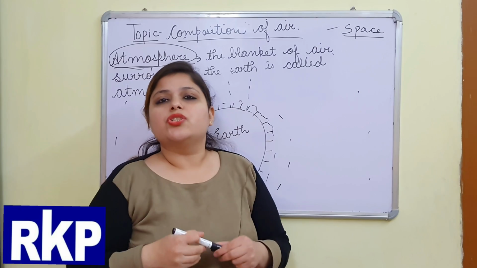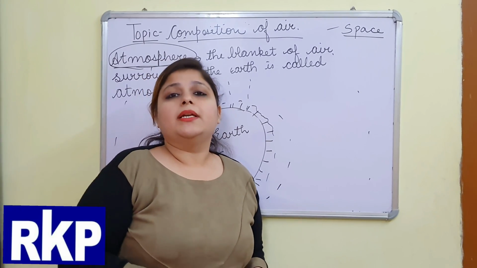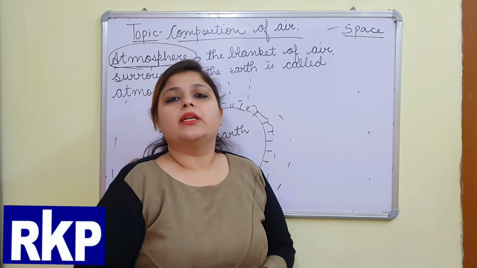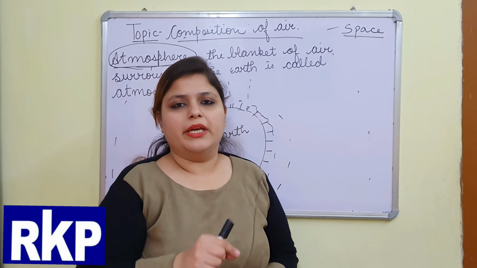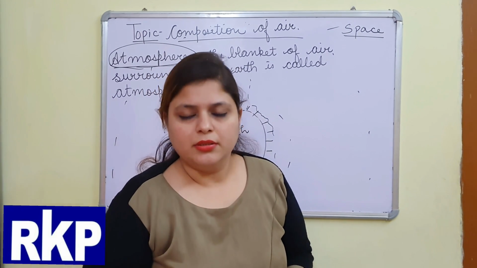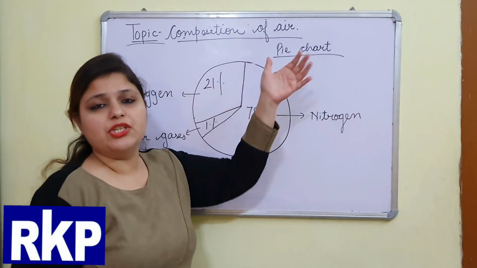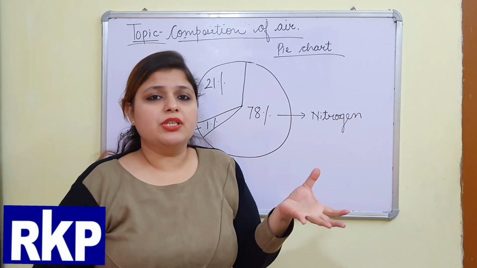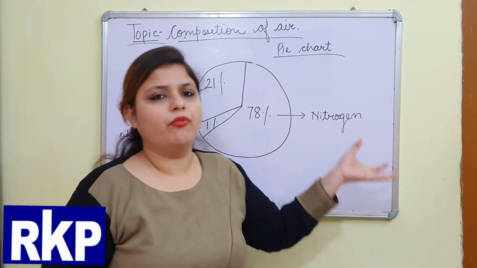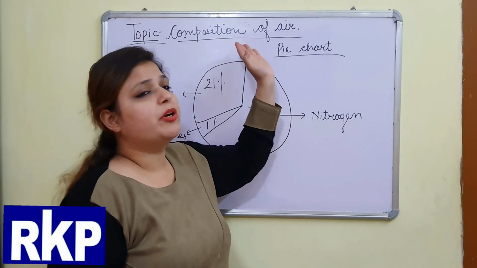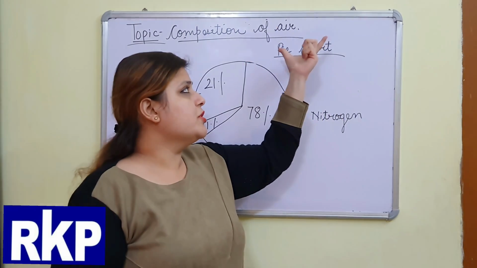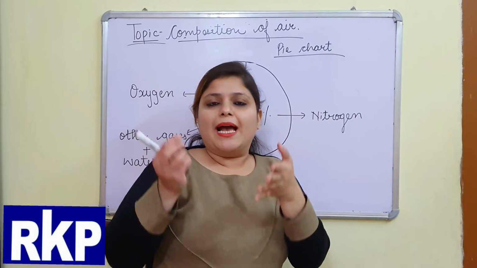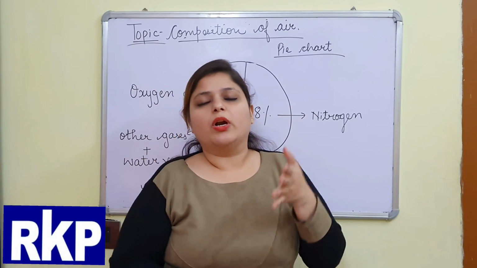Clear? Now question number 2 is, beta, what is air? You have to write the definition of air. We will do the topic composition of air. What do you mean by the word composition? Composition means what the thing is made up of. So the topic of composition of air means what the air is made up of. As we have done the definition of air, what is air?